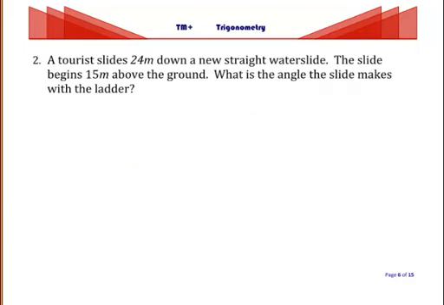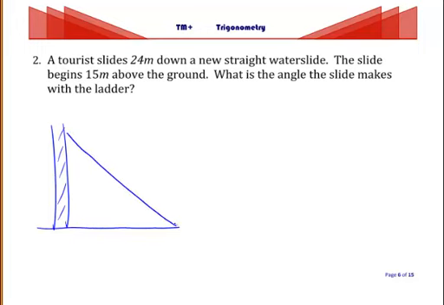Next, a tourist slides 24 metres down a new straight water slide. The slide begins 15 metres above the ground. What is the angle the slide makes with the ladder? So let's think of our picture. We're going to have a ladder. Now, to be able to do this question, we're going to have to assume that ladder is at right angles with the ground. Then we have our ground, and then we have our slide. So assumptions: ladder is straight and vertical, ground is even and horizontal, which means that our ladder makes a right angle with the ground. And you should list those assumptions.